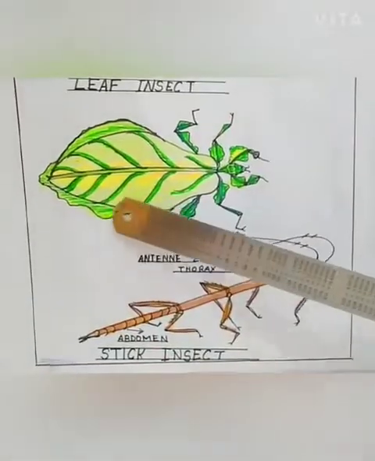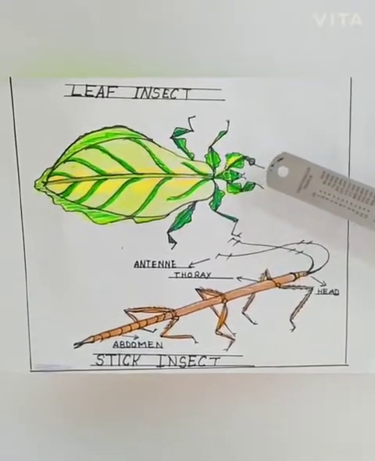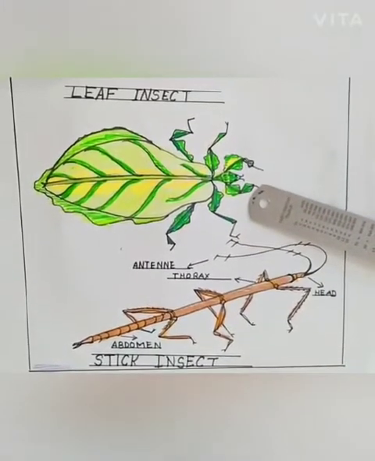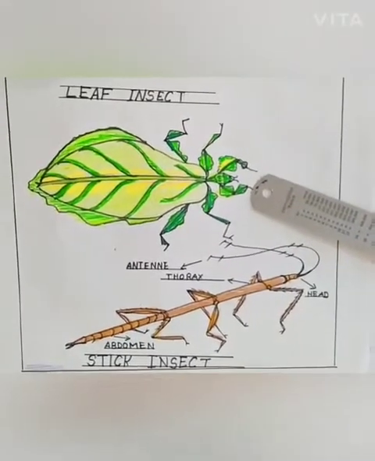I will show you some very specialized types of insects which are found there. They are the leaf insect and the stick insect, which are very good examples of camouflaging. Let's see with the help of a diagram. See here, this is the leaf insect which resembles a leaf very closely. If it sits on a leaf, it cannot be easily spotted by its enemy.